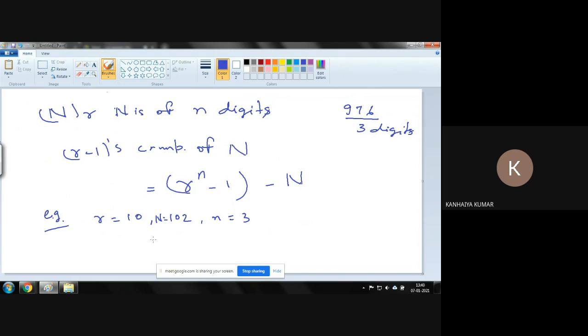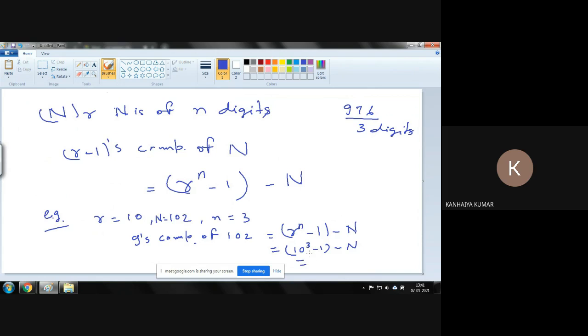So what is the r minus 1's complement? The r minus 1's complement is nothing but the 9's complement of 102, which will be equal to r to the power n minus 1 minus capital N. Let's write the formula once again: r to the power n minus 1 minus N. Your r is nothing but 10, so 10 to the power 3 minus 1 minus N.